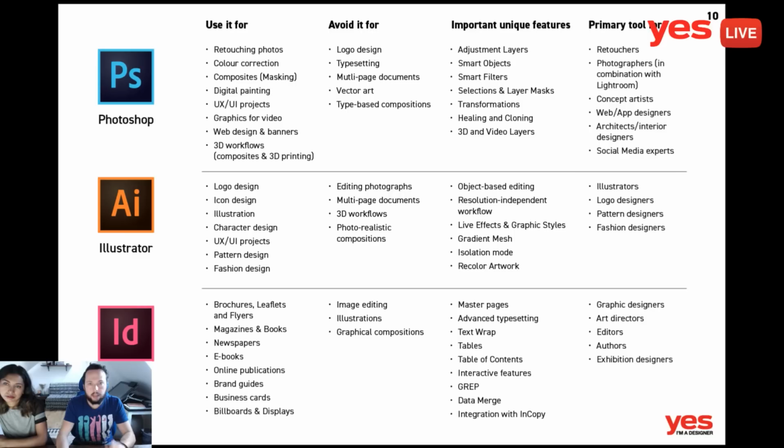And then if I switch on to this, I think this is the last page. Here I just collected again all the points that I made throughout this presentation or throughout this document. So again, it's just a comparison of what you can use them for, what you should avoid them for, what the important unique features are, and where they are used as primary tools in the industry. Do we have any questions so far before I move on to the project? There are a few questions.